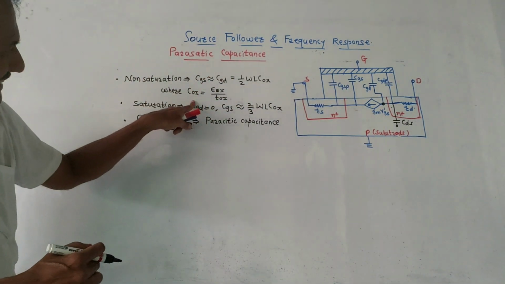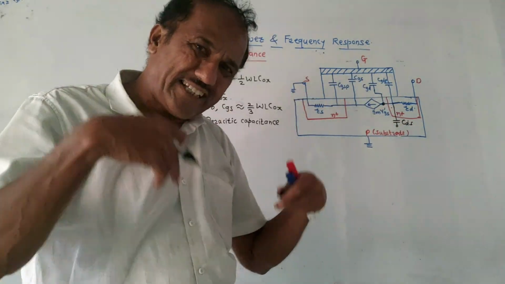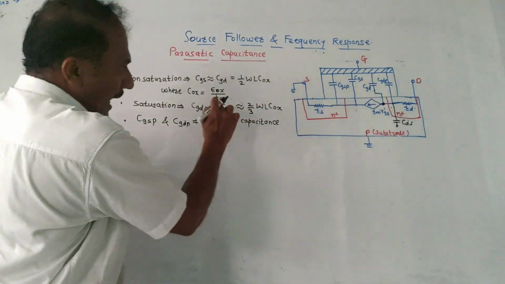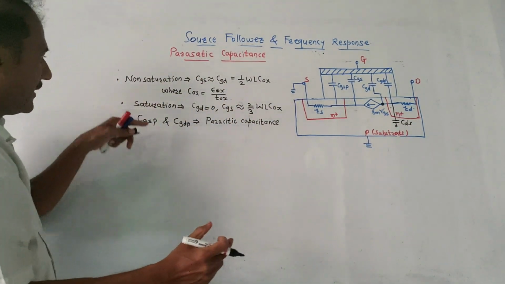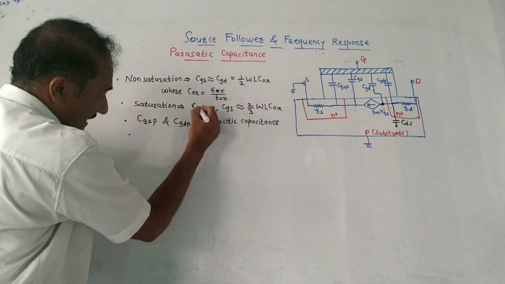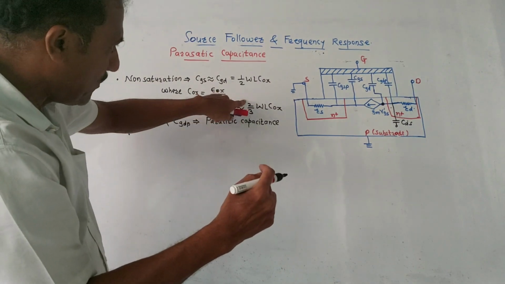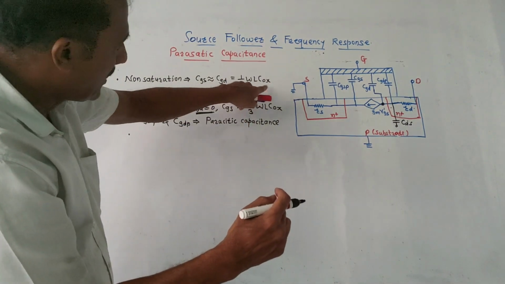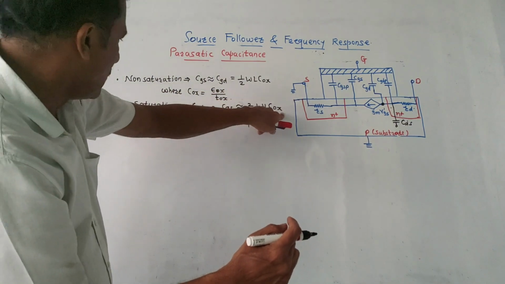The value of COX is epsilon OX by TOX. Epsilon is permittivity, OX means oxide layer, and TOX is the thickness of the oxide layer. Then in the case of saturation region, CGD becomes 0, whereas CGS is 2/3 times the same equation. Here it was 1/2, this becomes 2/3 WL COX.